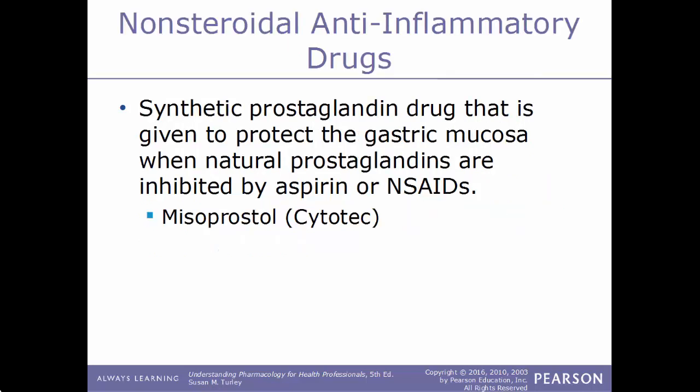the stomach. Now there is a synthetic prostaglandin drug that is given to protect the gastric mucosa when natural prostaglandins are inhibited by aspirin or by NSAIDs. And that drug is misoprostol, which is also known by the trade name Cytotec.